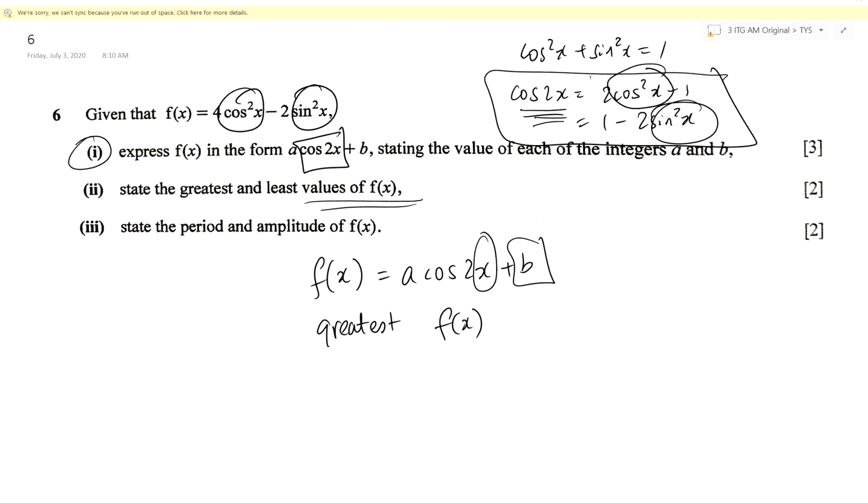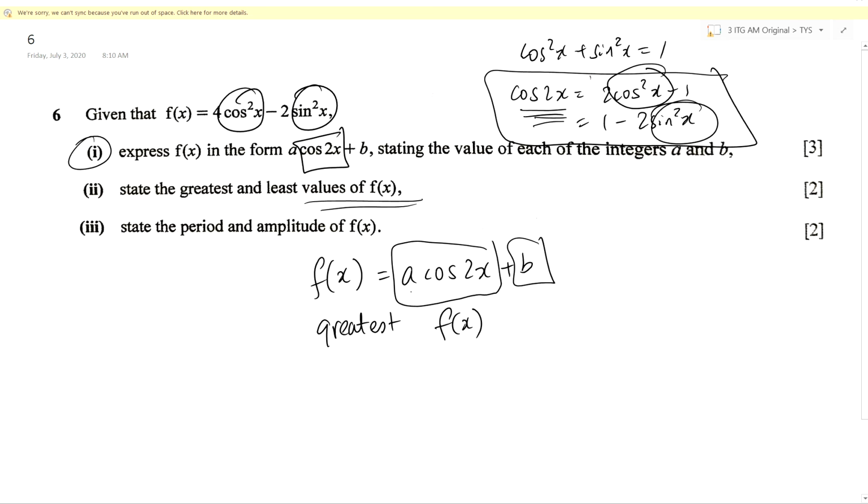If I want this to be as large as possible, b is not going to be a factor. A over here might be a factor. It depends on the sign of a. So if I want the greatest f(x), I want the greatest a cosine 2x. The greatest cosine 2x is actually 1. The smallest cosine 2x is negative 1.